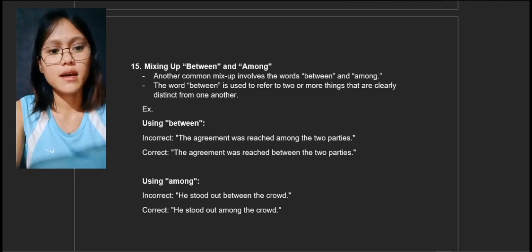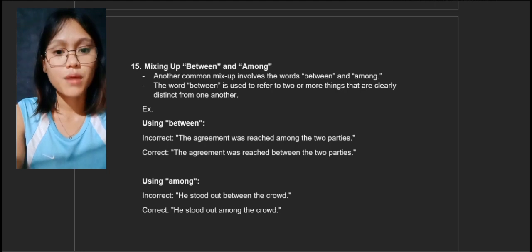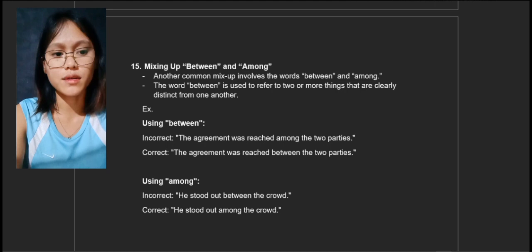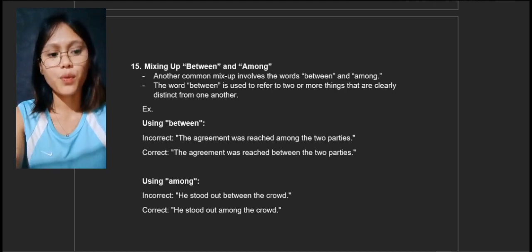So next is using among incorrectly. He stood out between the crowd. That's incorrect. So the correct one is using among. So it would go like this. He stood out among the crowd.